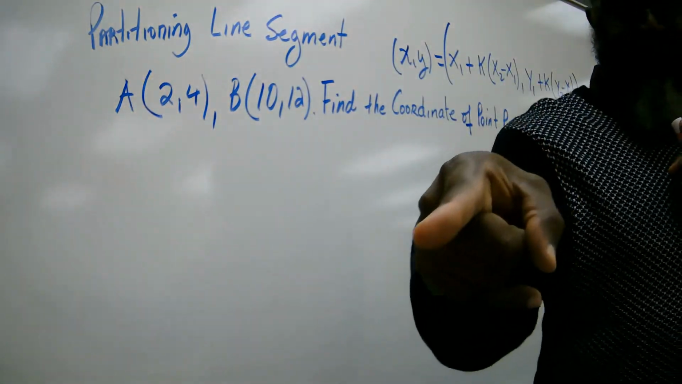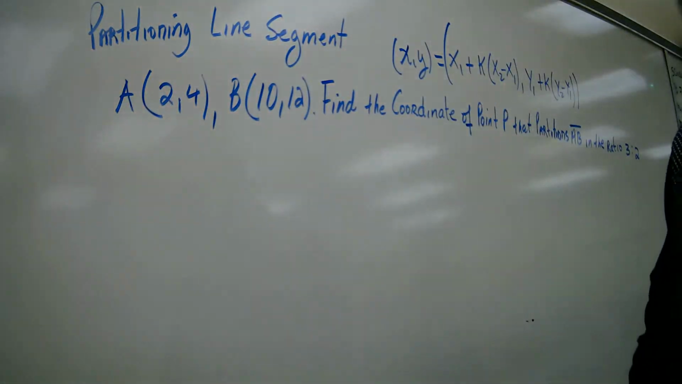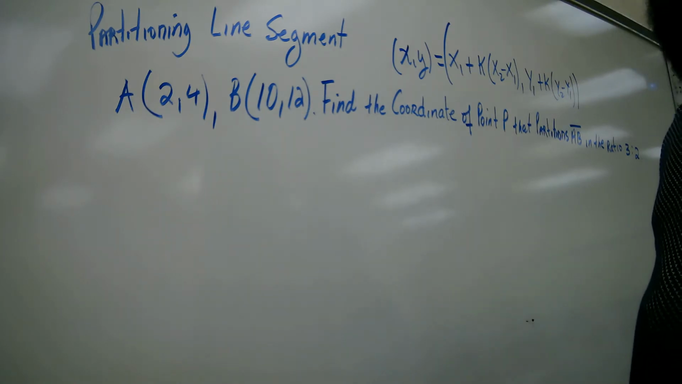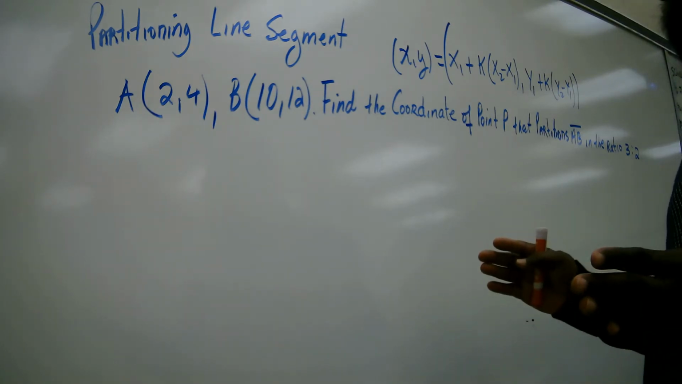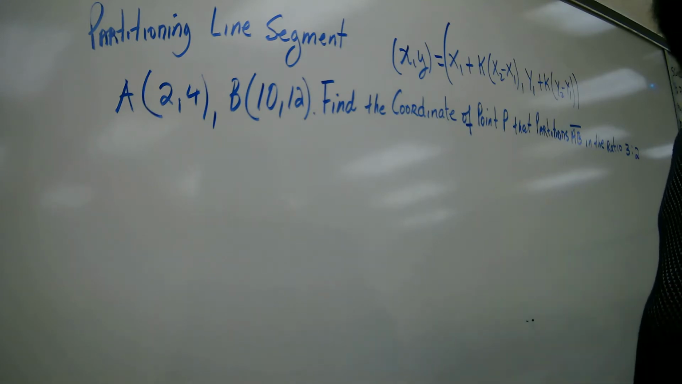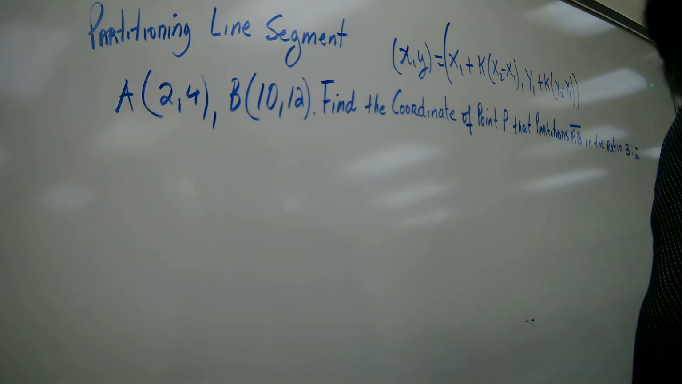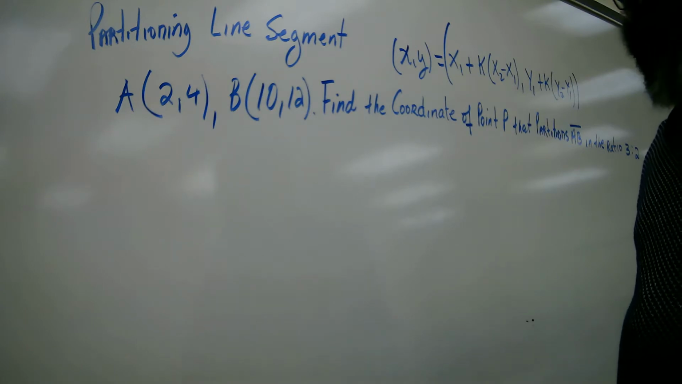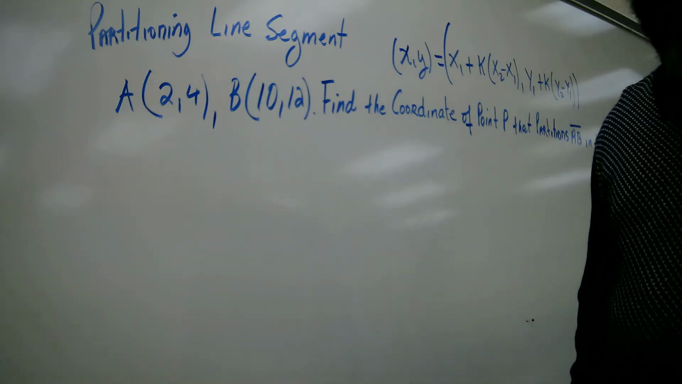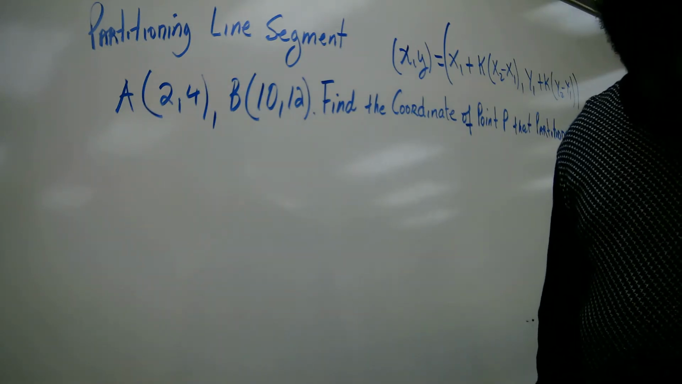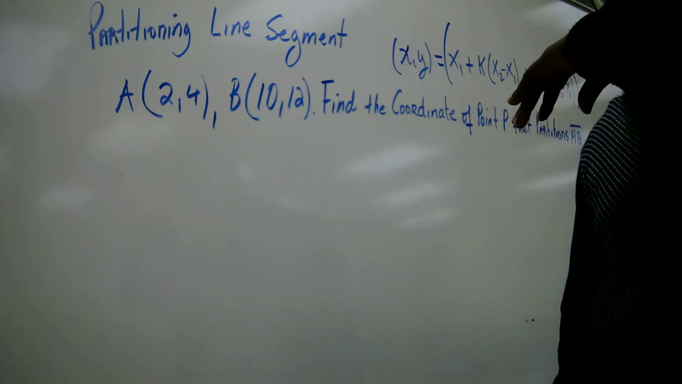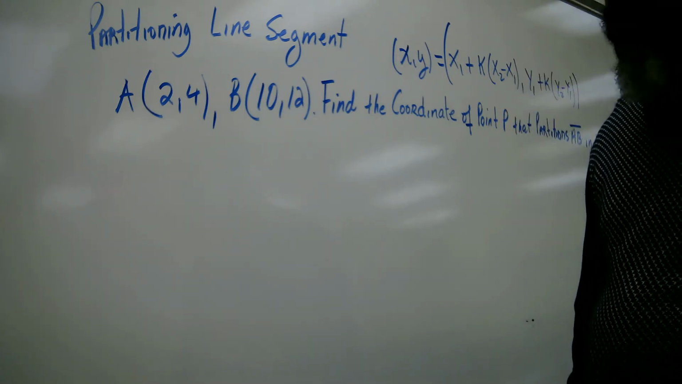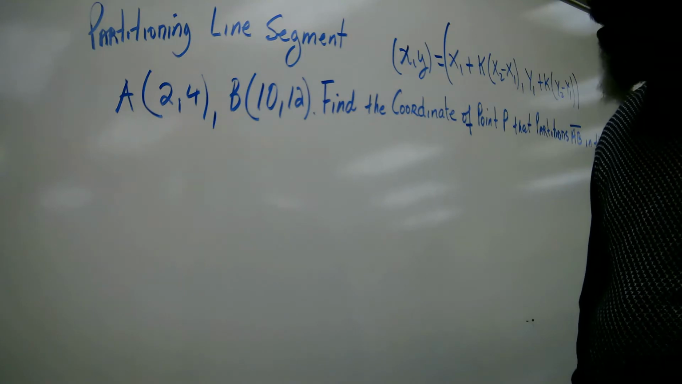Instead, this is partitioning a line segment. Partitioning a line segment is where you have a segment and a point somewhere between the endpoints. So we have a special formula to find it, but it's not the midpoint. Midpoint is 1-to-1, 50-50. Partitioning a line segment uses a ratio to find the point where you landed in this segment.